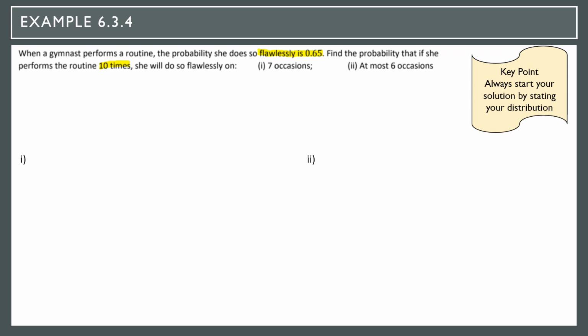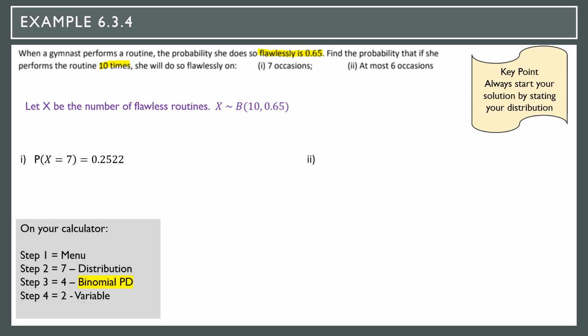So to begin, we're going to let our random variable x be the number of flawless routines. So x follows a binomial distribution where n is 10, because we know that she's performing 10 routines, and the probability that she does so flawlessly, so the probability of success, is 0.65. So we can then use this to help us find our 2 probabilities.